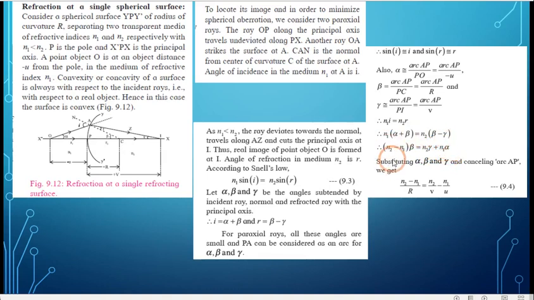So you can write, substituting the values of alpha, beta and gamma and cancelling arc AP: in place of beta we substitute 1 upon R, in place of gamma we substitute 1 upon v, and in place of alpha we substitute 1 upon minus u. So this becomes mu2 minus mu1 upon R is equal to mu2 upon v minus mu1 upon u. This equation is known as the equation for refraction at a single spherical surface. Just go through that within a minute.